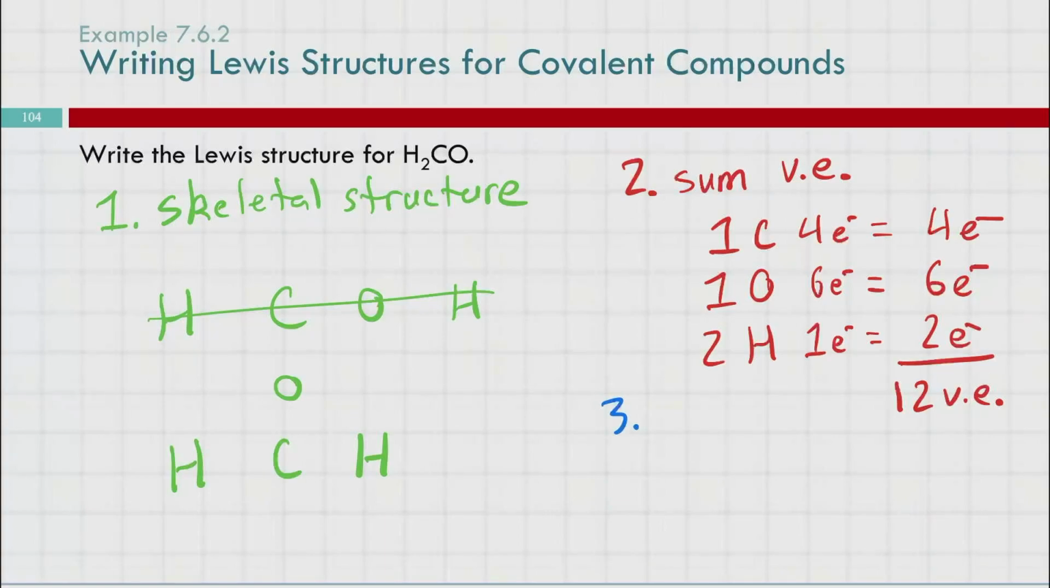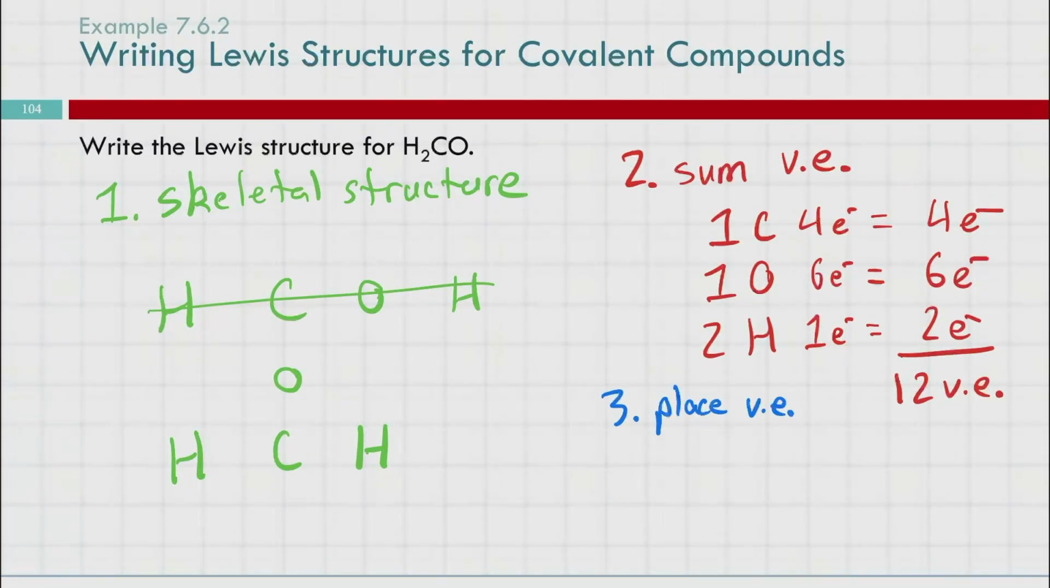Then we want to place our valence electrons. The first place that we put electrons is where? This is a molecule, so everything has to get connected. So the first place we're going to place electrons is bonds. So get our hydrogens connected to our carbon, get our carbon connected to our oxygen. So 3 bonds, that's 6 bonding electrons. And we've got 6 remaining electrons.